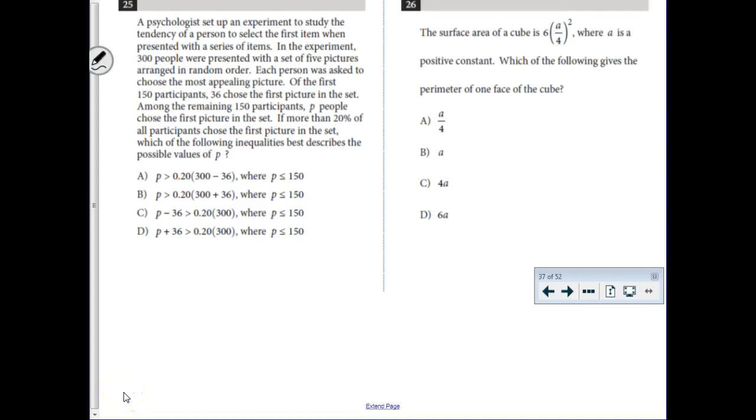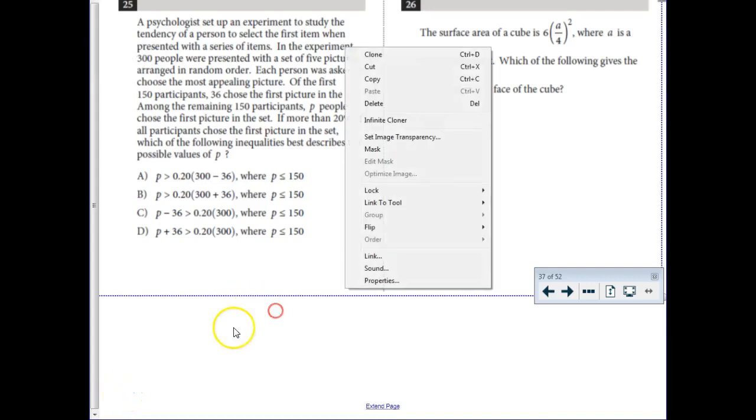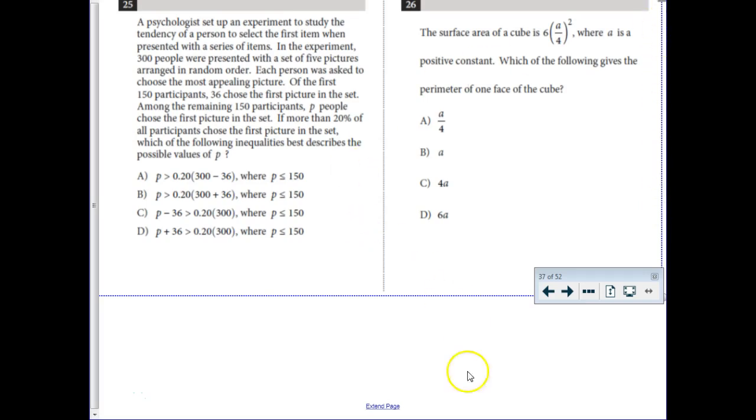So today, Wednesday morning, we're starting off on number 26. This is, remember, a calculator portion of the test, and it's a geometry question. The surface area of a cube is represented by this, where A is a positive constant. Which of the following gives the perimeter of one face of the cube?